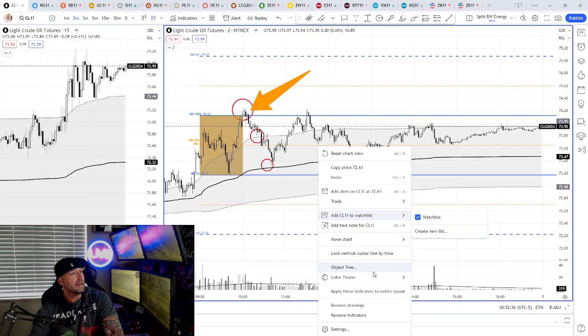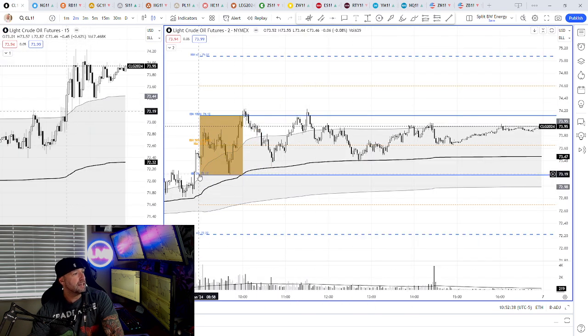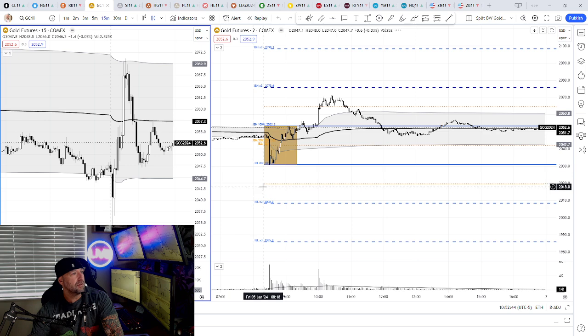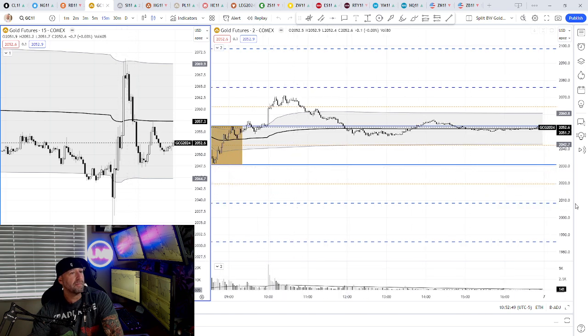For example, in energy, this starts at 9 a.m. Eastern Standard Time and goes to 10 a.m. Eastern Standard Time. On gold, it's 8:20 a.m. Eastern Standard Time and goes to 9:20. So they're different for every market.